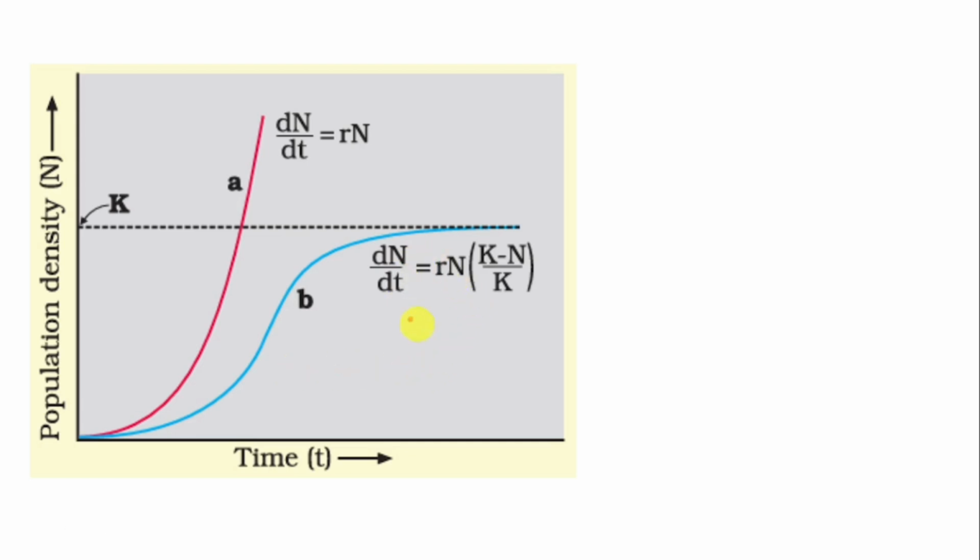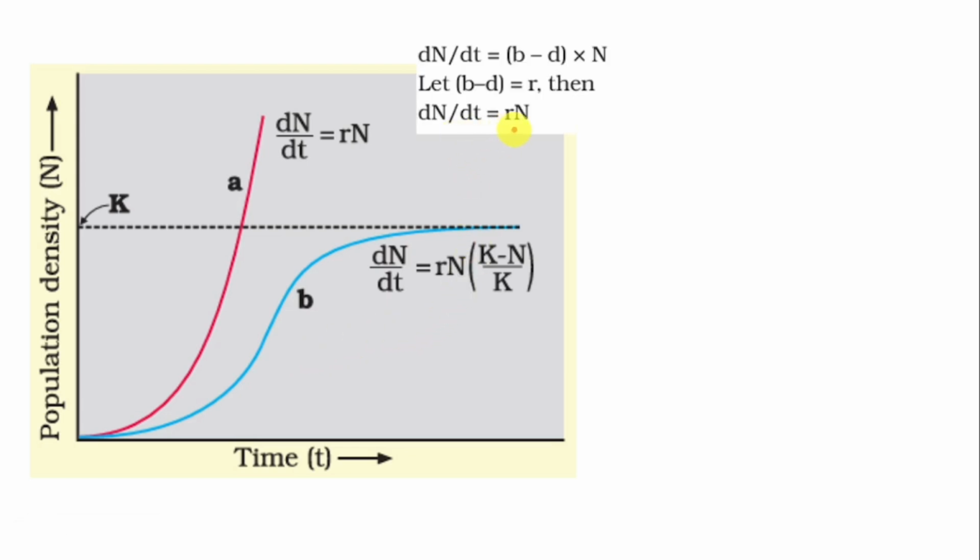So see, this is the equation. This is logistic growth. This is exponential growth, J-shaped. So this is also a frequently asked topic. It was asked last year also. So this is the equation.